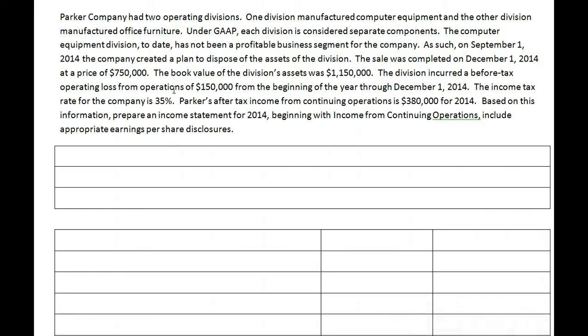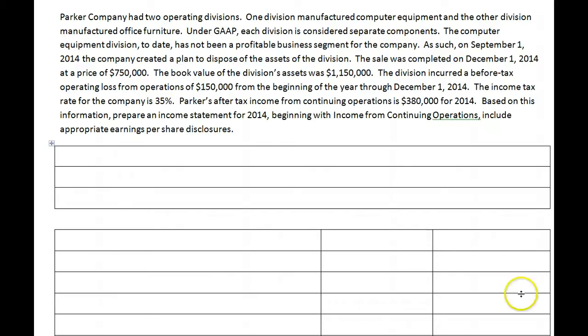The sale was completed on December 1st, 2014 at a price of $750,000. The book value of the division's assets was $1,150,000. The division incurred a before-tax operating loss from operations of $150,000 from the beginning of the year through December 1st, 2014. The income tax rate for the company is 35%. Parker's after-tax income from continuing operations is $380,000 for 2014. Based on this information, prepare an income statement for 2014, beginning with income from continuing operations. Include appropriate earnings per share disclosures.